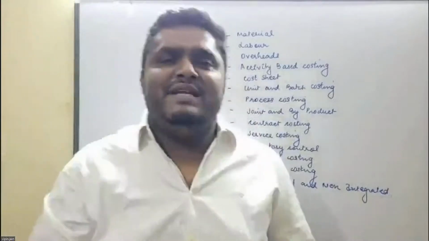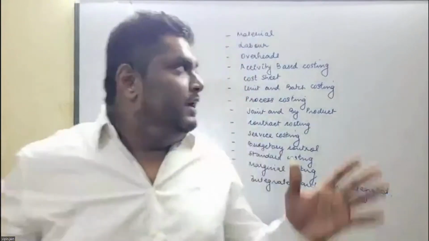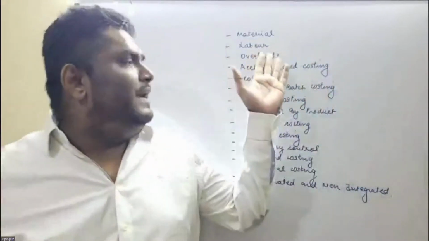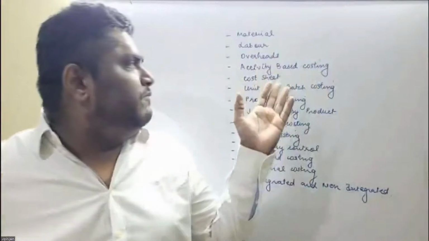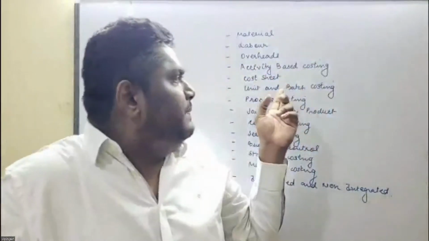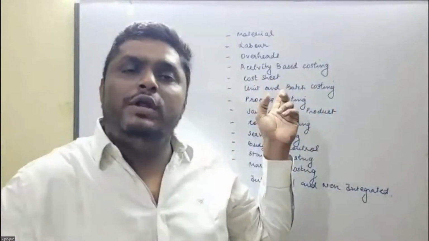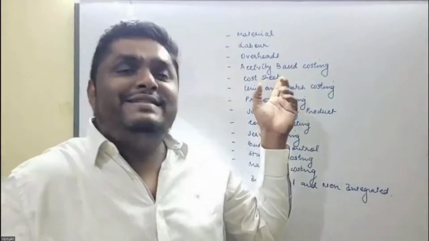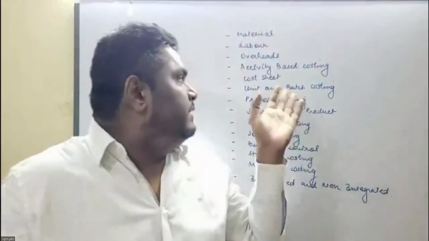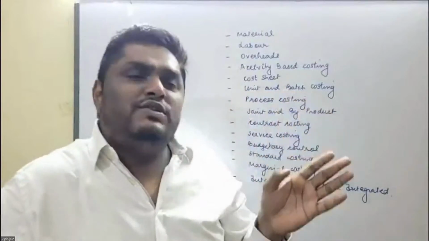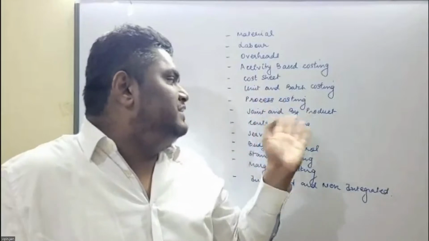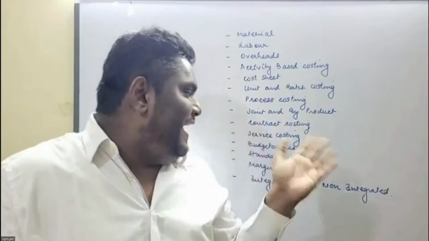So these are the chapters covered in the syllabus right from the start. The three major elements of cost, that is material, labor, and overhead. One more chapter in continuation of overhead, that is activity-based costing. Thereafter, the calculation of total cost will be done in cost sheet. It's a statement which systematically presents the total cost. Thereafter, unit and batch costing. Thereafter, the methods of costing, that is process costing, joint by-product, contract costing, and service costing.